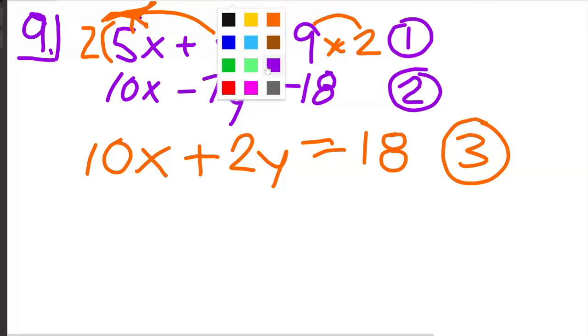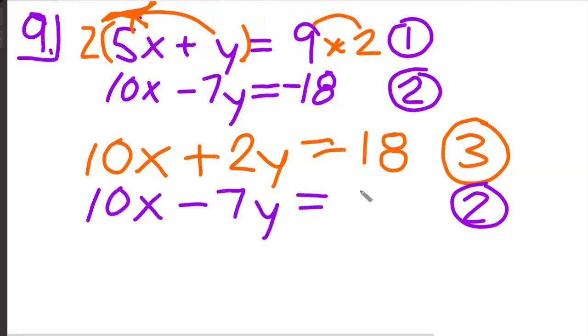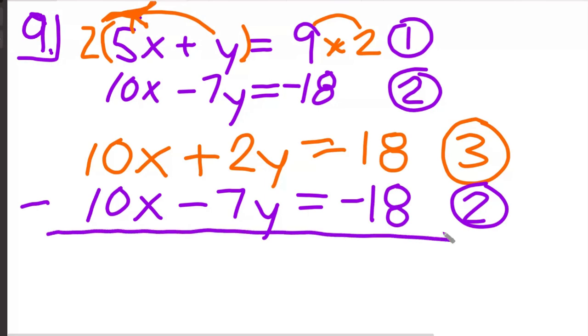We will repeat equation 2. So let's get that lined up, the x's lined up, the y's lined up. We got a negative 18 there. Okay. So now what can we do? Well, if we subtracted the top equation 3 with the bottom equation 2, what would happen? Let's put parentheses around this whole thing so we know how to deal with the minus.